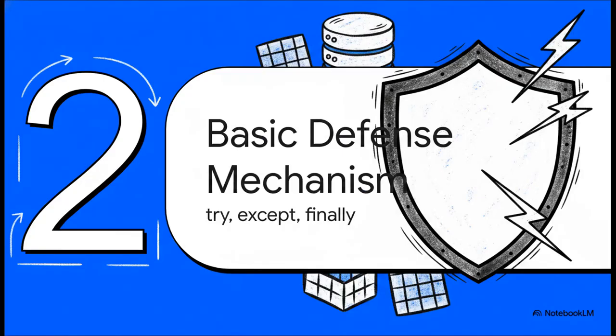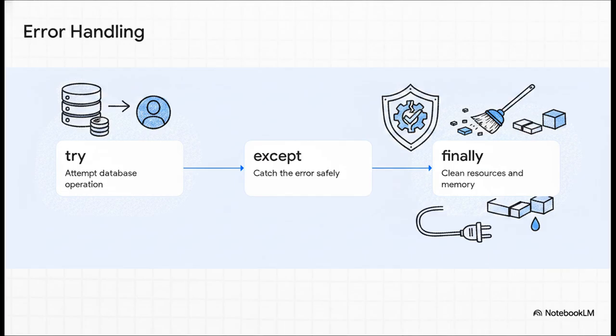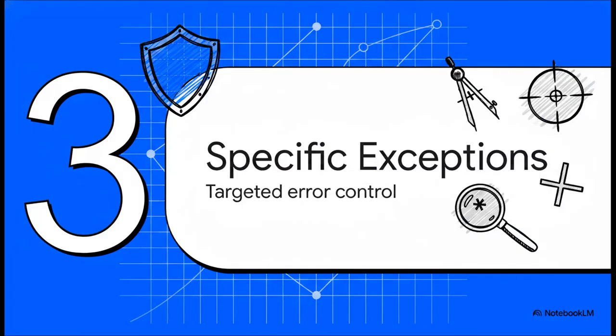Section 2. The basic defense mechanism. Let's move on and see how this builds. So how do we actually protect ourselves? Well, we use Python's core execution flow for error handling, which is the try, except, finally block. It goes like this. First, you try. You place your risky database operation right here, essentially telling Python, hey, attempt this. Second is the except block. If the operation fails, the app doesn't just crash, it falls safely into this block where you can handle the error gracefully. And third, finally, think of this as your ultimate cleanup crew. It always executes, whether the operation succeeded or failed, which allows you to release memory and safely close those database connections.